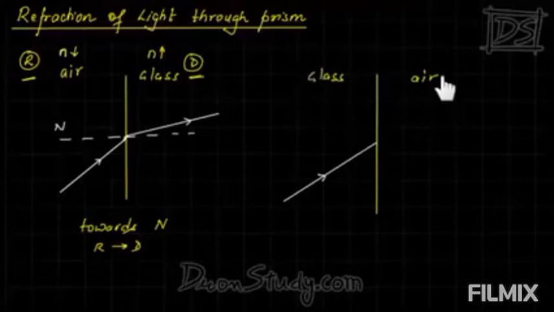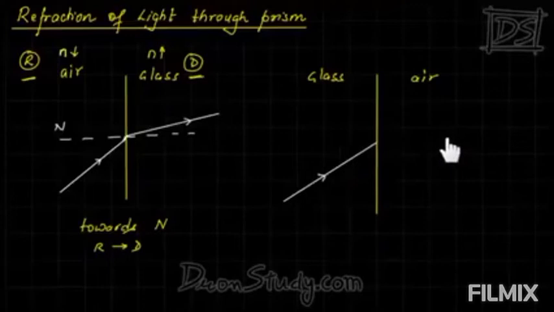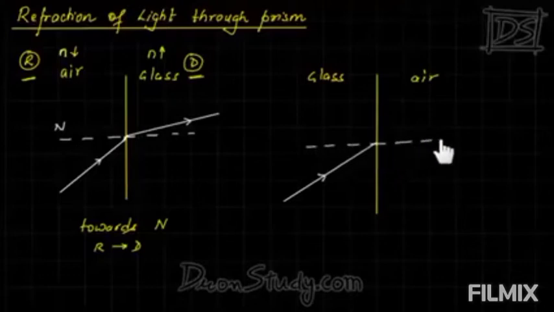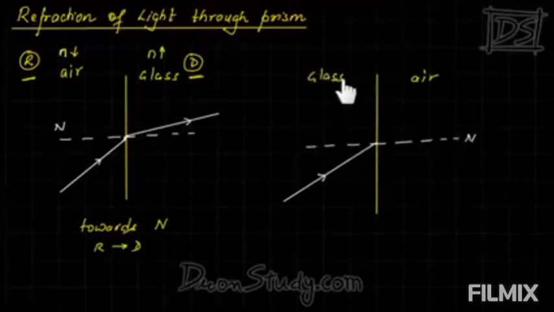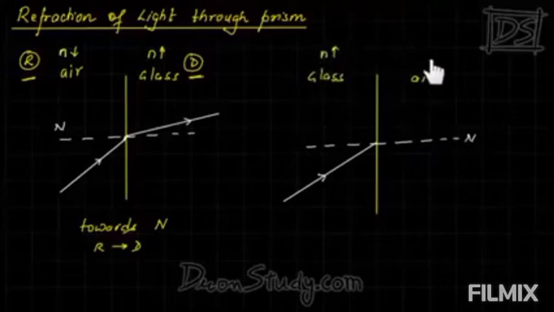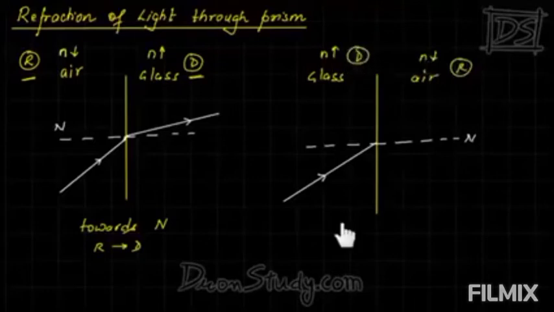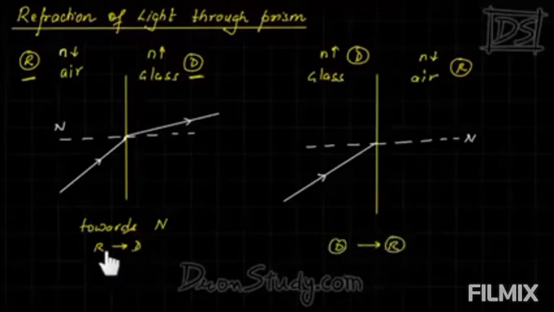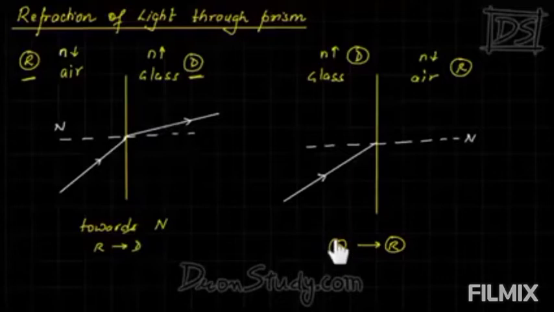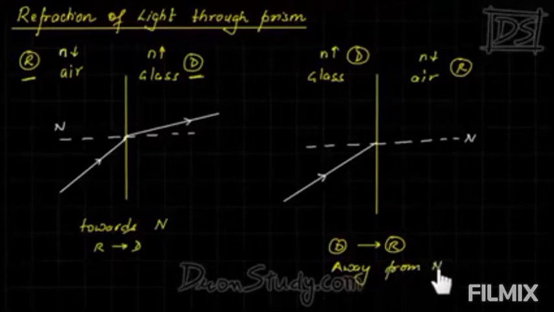Now we can consider the reverse, glass medium to air medium. That means from a denser medium to a rarer medium. So we want to draw the normal here. Glass has a higher refractive index and air has a lower refractive index, so air is the rarer medium and glass is the denser medium. When the ray passes from a denser medium to a rarer medium, it will bend away from the normal.